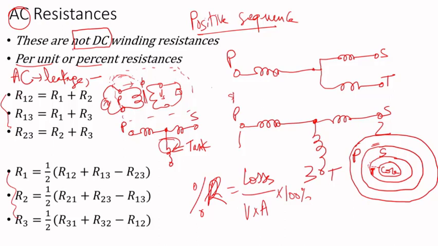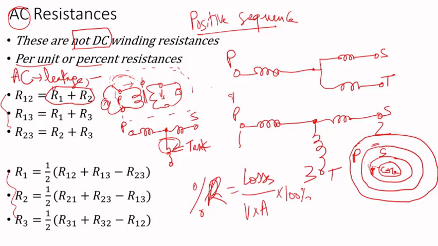Because the core will have that flux, some flux is going to link the tertiary, but it's not going to link the secondary or the primary winding. That's what we call leakage, because it does not make it all the way to the other winding. So the resistance between winding 1 and 2 is just the resistance of winding 1 plus the resistance of winding 2. Again, these are not DC resistances that you measure with an ohm meter. These are leakage. You can think of them as self-resistances.